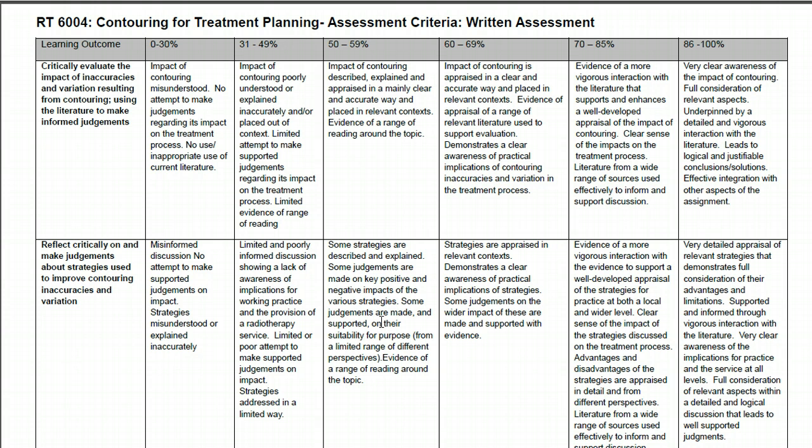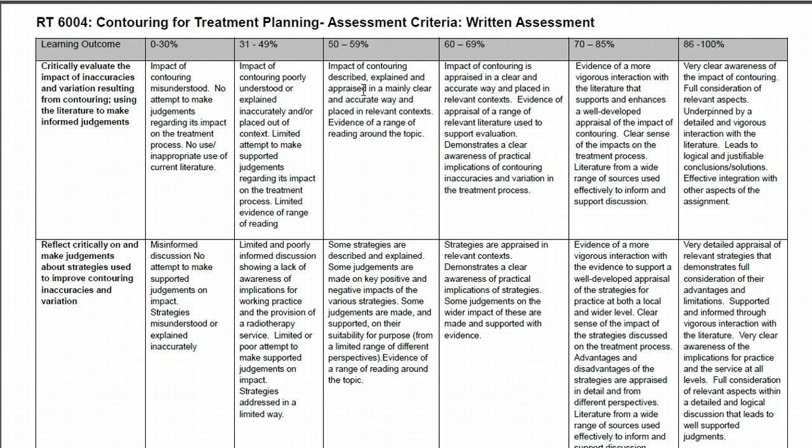So the four main sections that I'm looking at, one, is that you critically evaluate the impact of inaccuracies and variation resulting from contouring, using the literature to make informed judgments. So using and referencing literature is really important in this assignment. I want you to critically evaluate the impacts of inaccuracies and variation, and there's lots and lots of papers out there that discuss this. Here are the areas that I'm expecting you to achieve in 50 to 59.